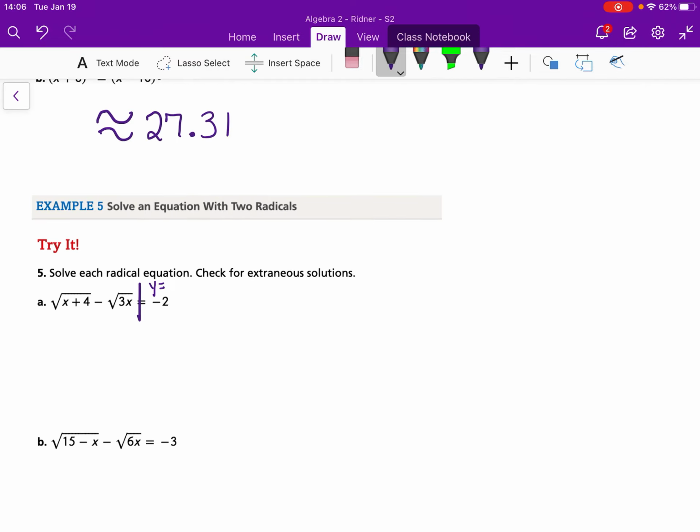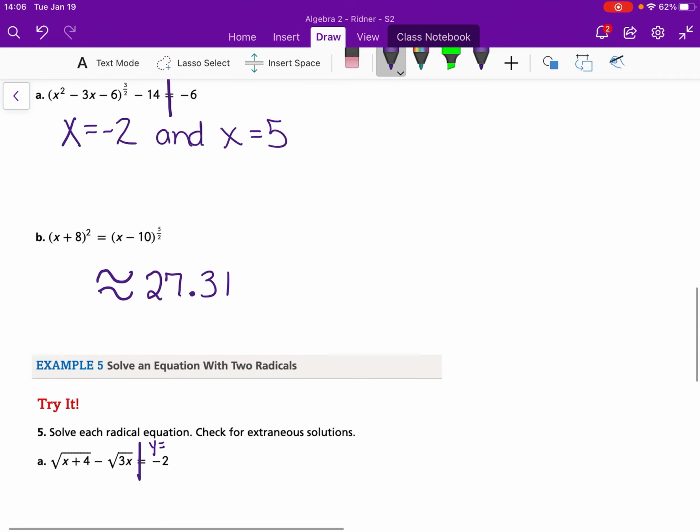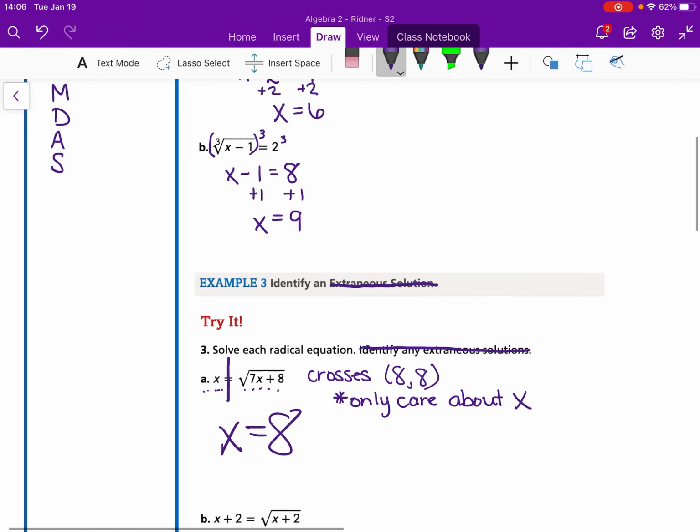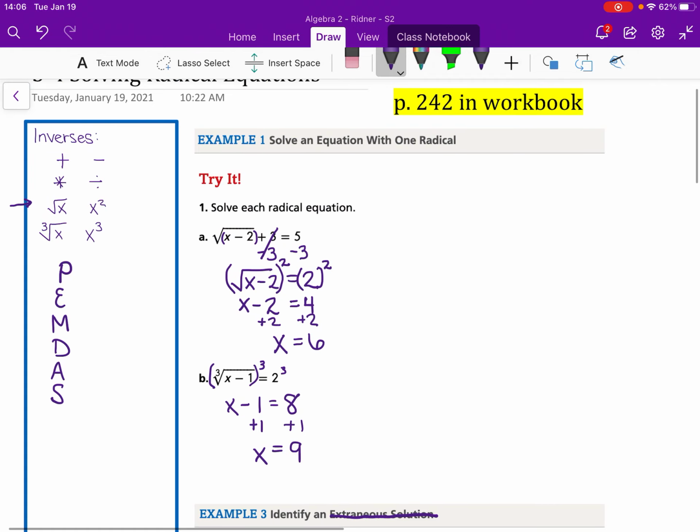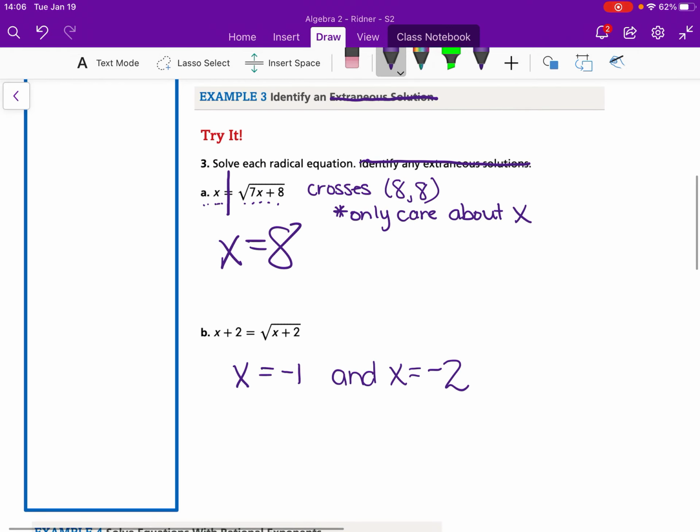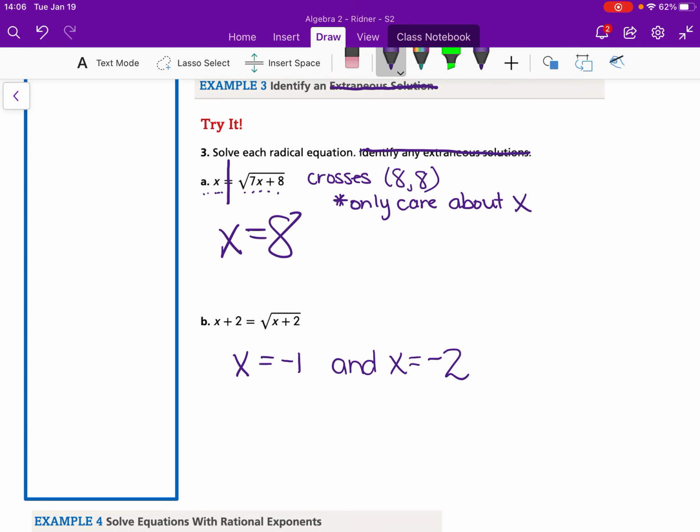Okay, these would all have different steps if we solved them all by hand, but as long as you can solve the simple problems by hand, aka example 1, and you can solve the rest by using a graph, so Desmos or a graphing calculator, I am happy with that.